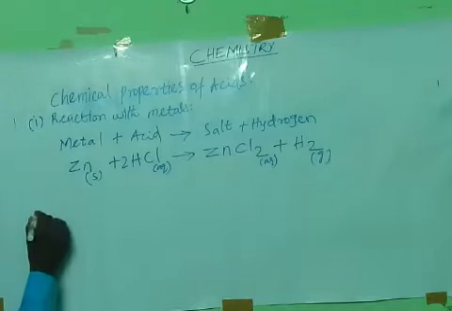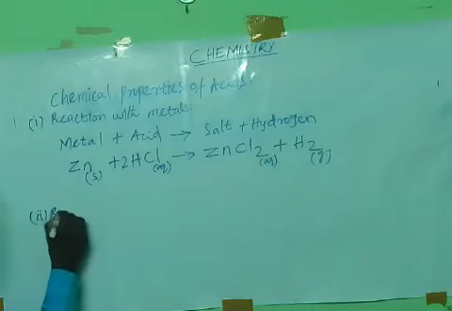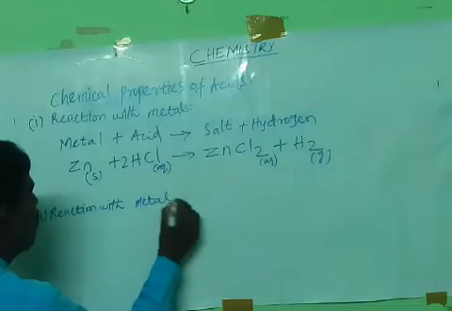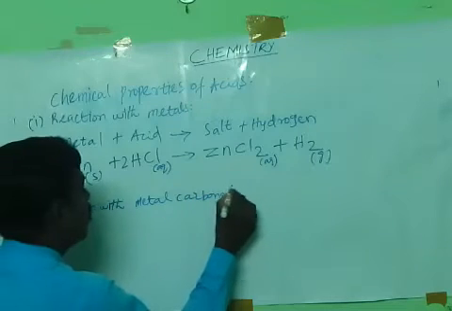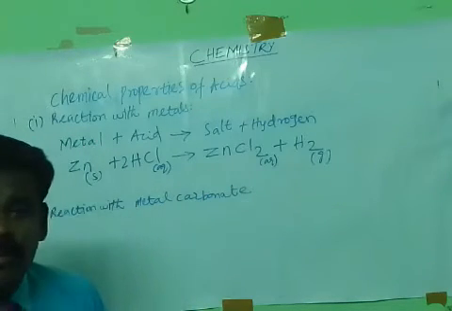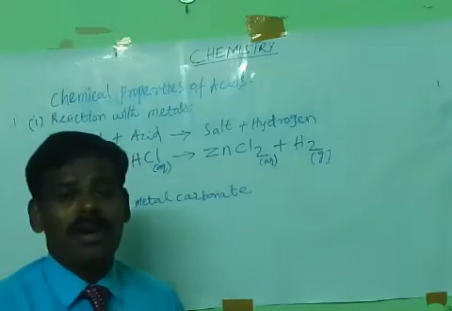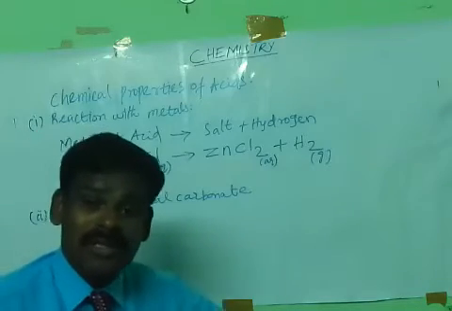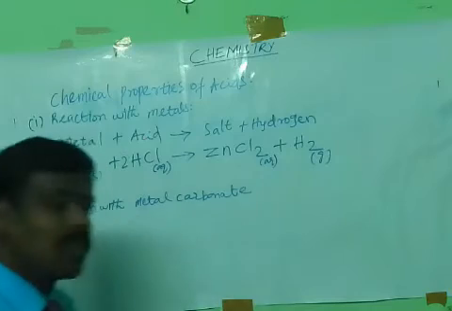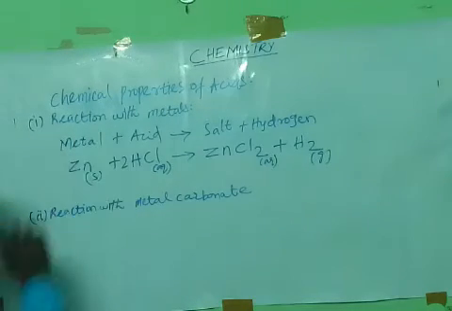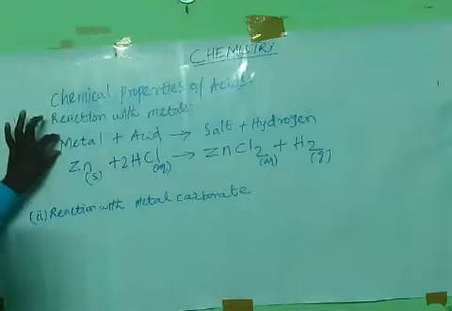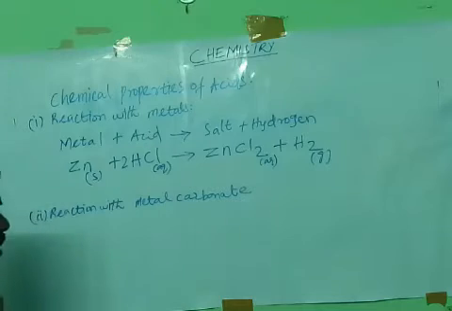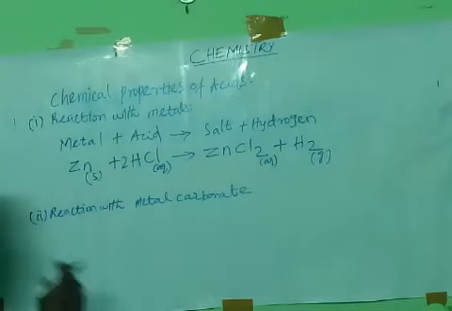Let us go to the second one. Reaction with metal carbonates. Sodium carbonate, potassium carbonate, calcium carbonate, copper carbonate: when an acid reacts with these carbonates, what will happen? Come, let us see. In the previous one, first I wrote the general equation, then I gave the example. Now we are going to see the example, then we will write the general equation. Okay. So let us take a metal carbonate.